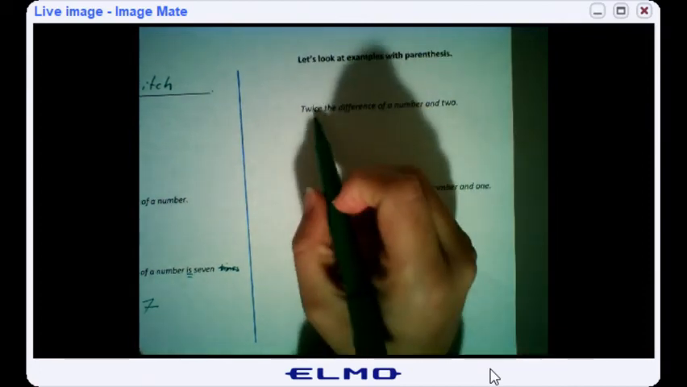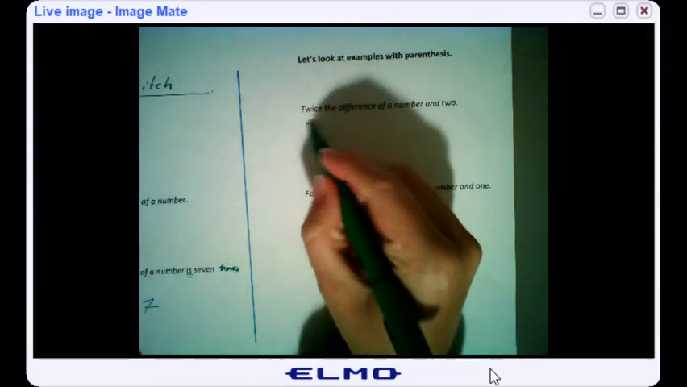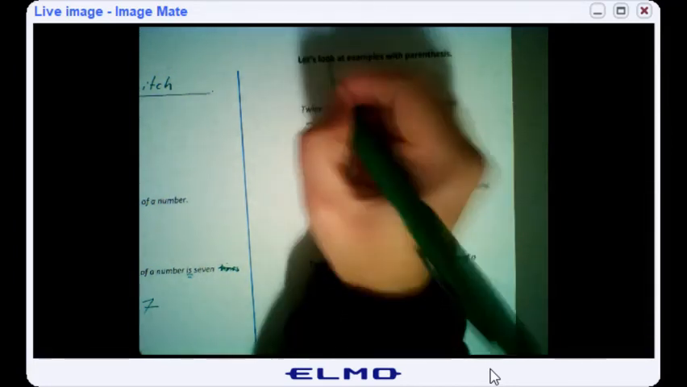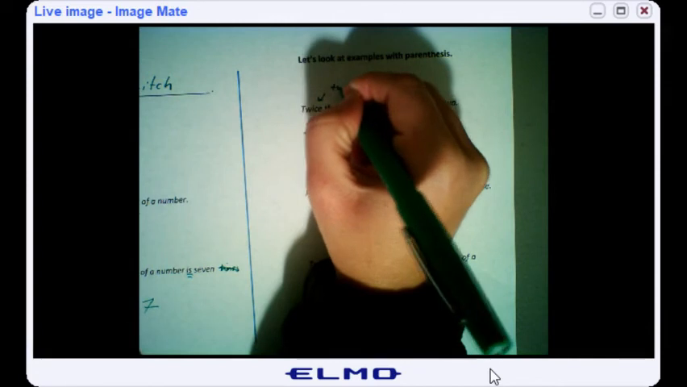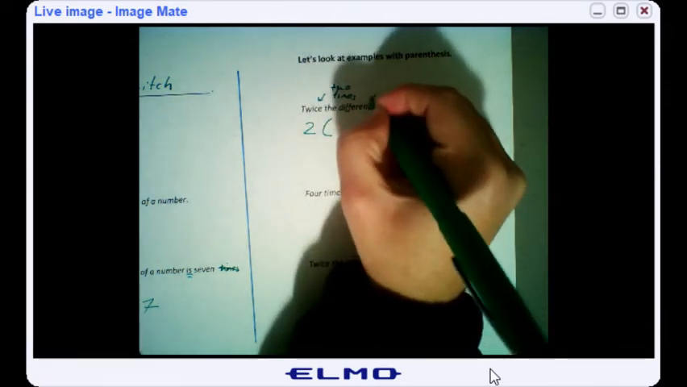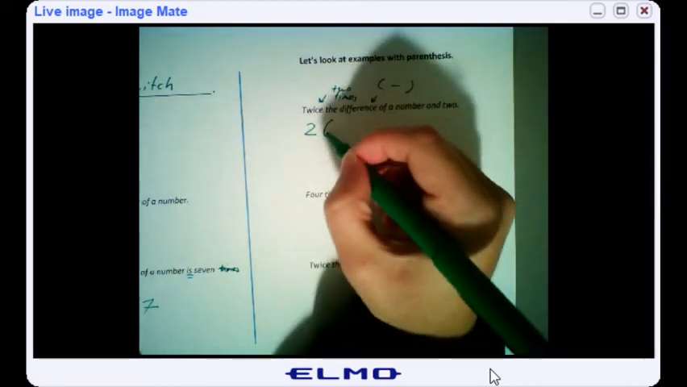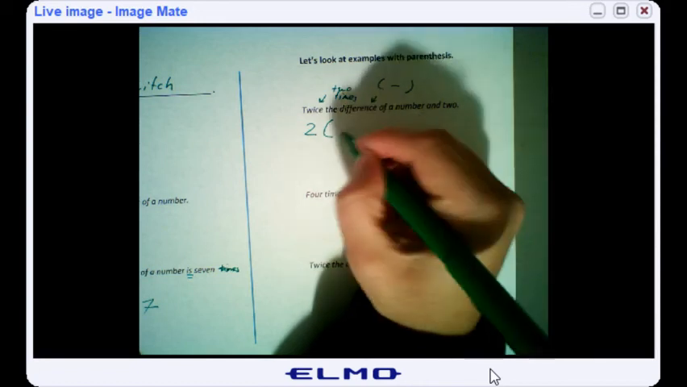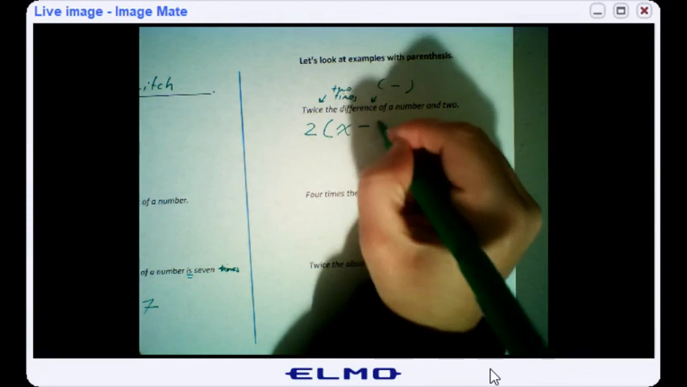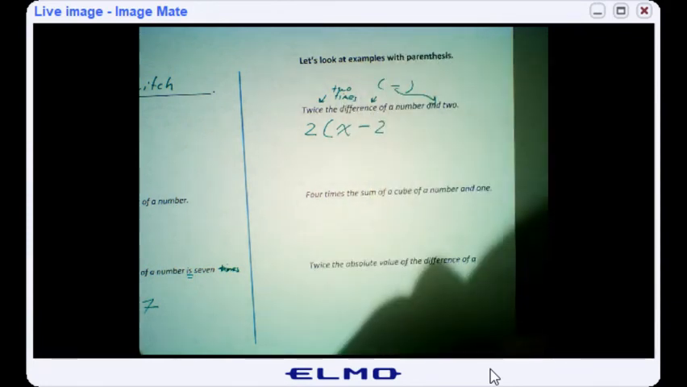So when we see twice the difference of a number and 2, that means 2, because we know that means 2 times. Difference usually means subtraction inside parentheses. So 2 parentheses, a number, so x, and 2. The subtraction symbol goes where the word and is.